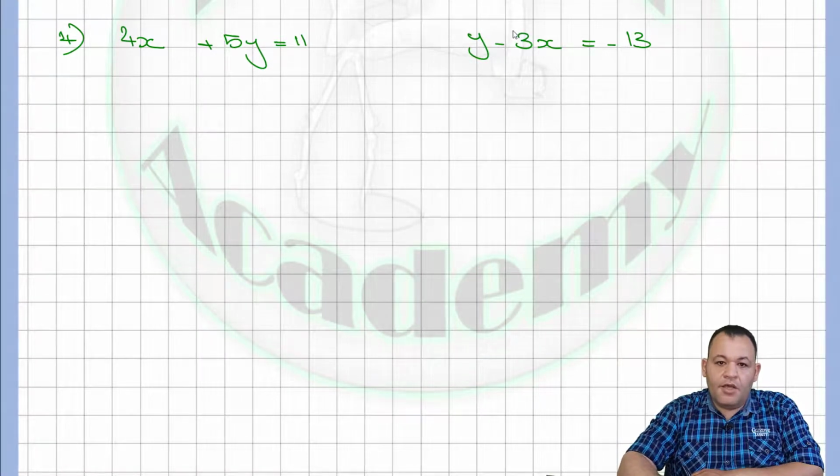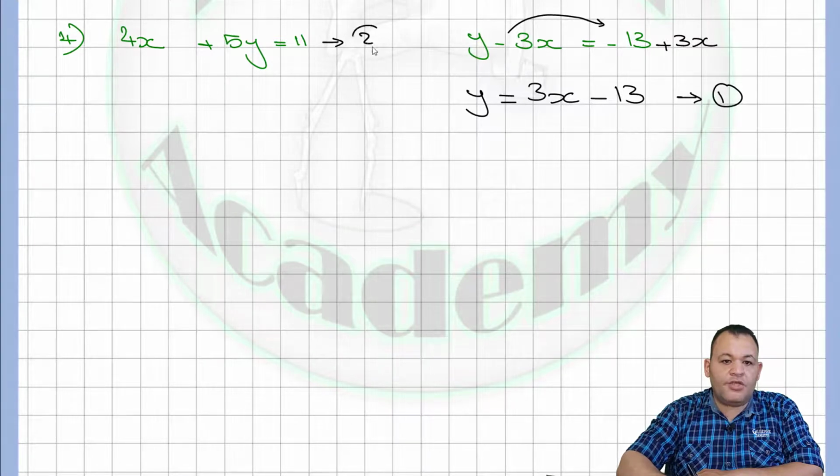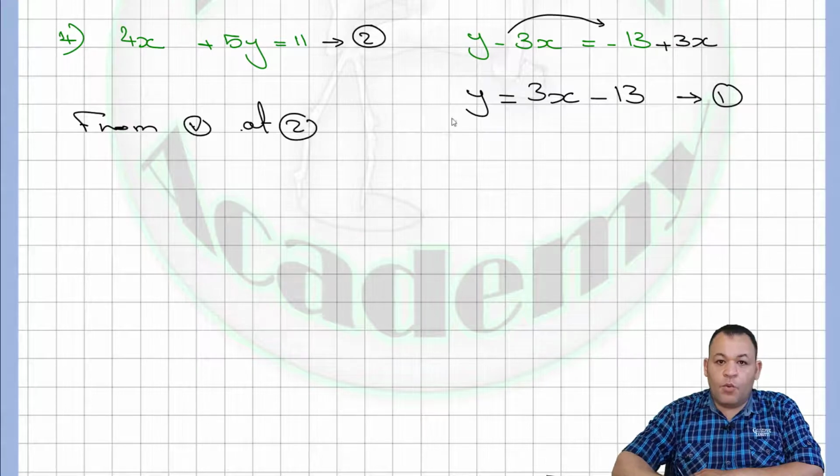Now we have y, shifting 3x to the other side. It was negative 3x, so it will be by adding 3x. So the equation now will be y equals 3x minus 13. And that will be equation number 3, and the second equation will be equation number 2. We can say from equation number 3 to equation number 2, it means replacing each y with 3x minus 13.